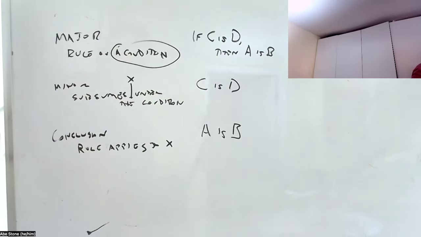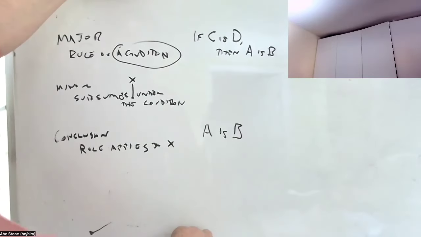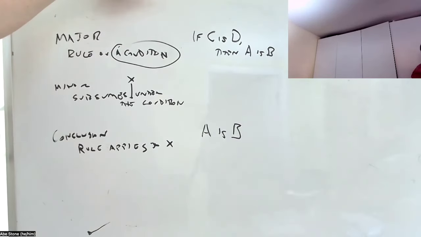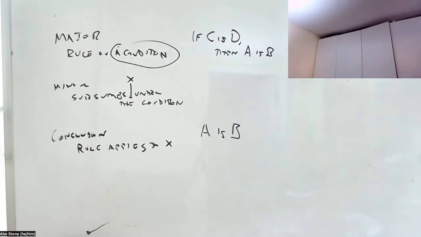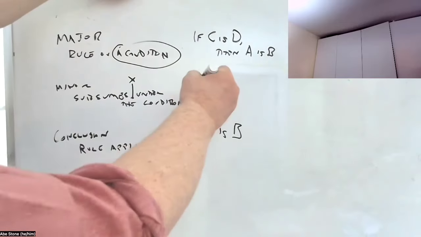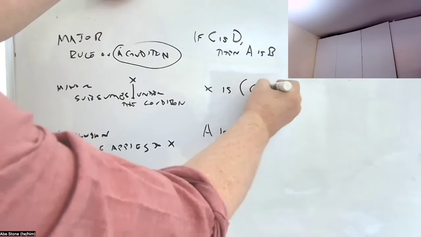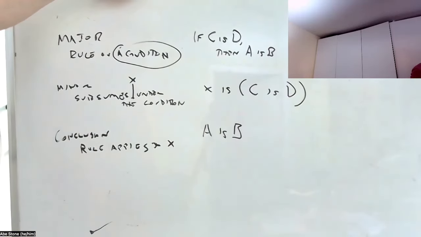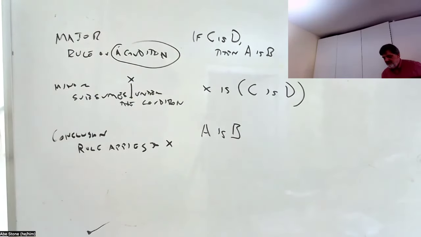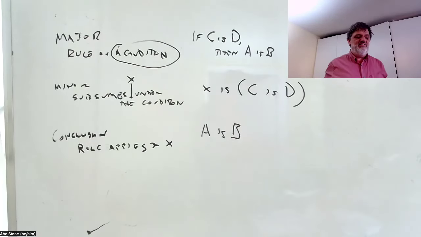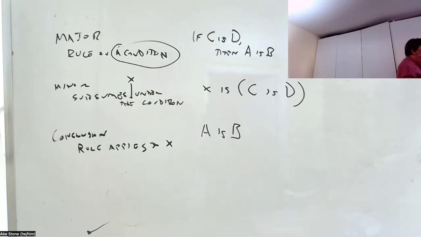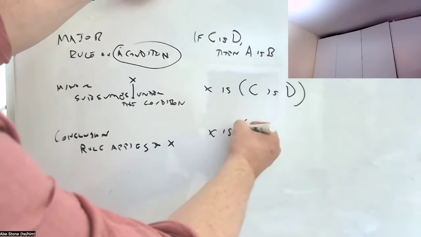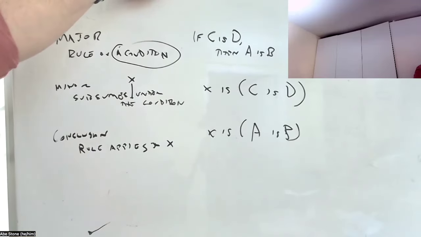Yeah, so this is driving me back to what I always used to say about it, but now I've been trying to get out of it. You can't get out of it. You have to somehow bring back that X. You could think of it this way, where X names the actual case, the actual state of affairs. You're subsuming it under the condition that C is D. And then you could say, see, now the rule applies. That is, the actual state of affairs is one where A is B.